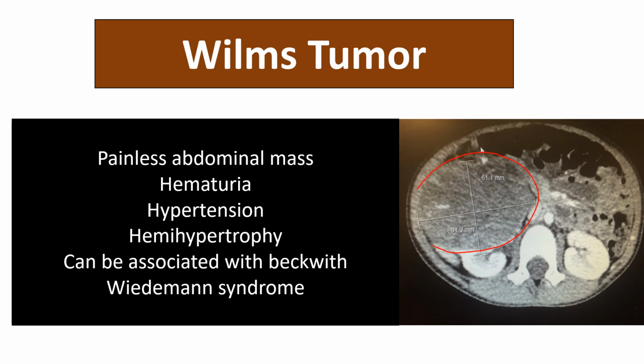The patient in the previous slide was diagnosed with Wilms tumor, which is a painless abdominal mass usually discovered by the caregiver at home. Hematuria and hypertension can be associated with hemihypertrophy and Beckwith-Wiedemann syndrome.